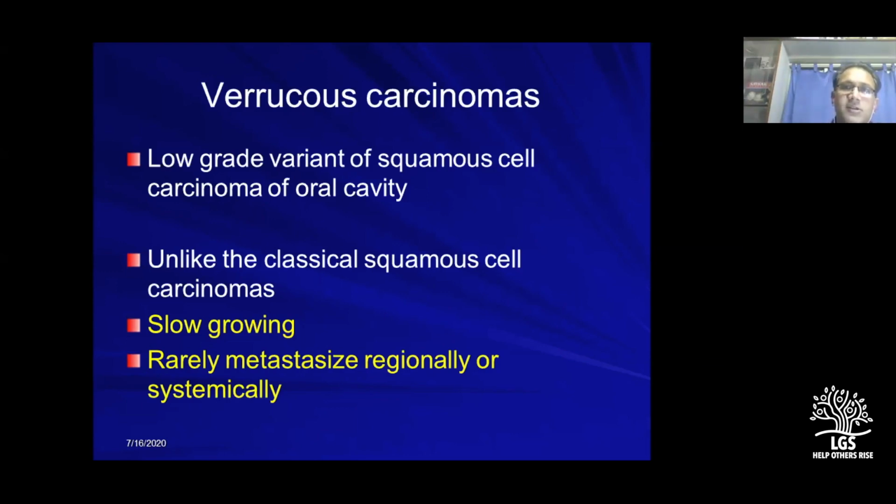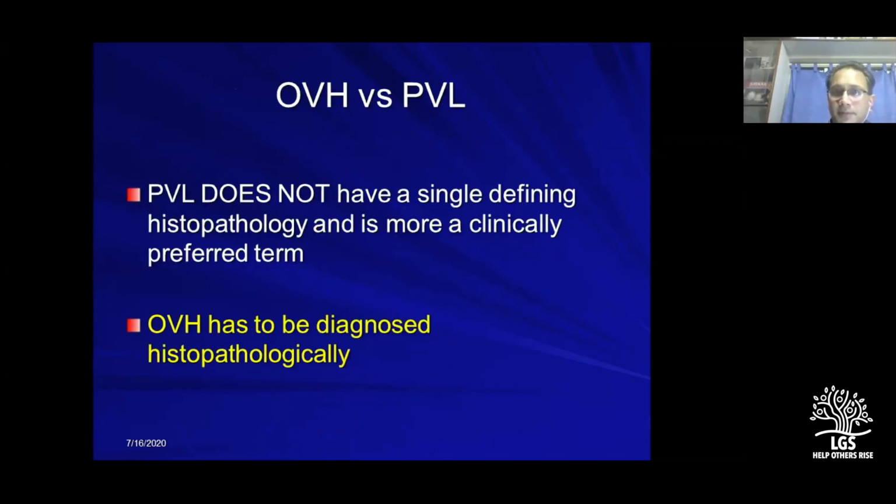So these lesions are characteristic of verrucous carcinomas. Hardly any distant metastasis. Regional metastasis is extremely rare in these patients. So it's very important to understand the spectrum. Although these lesions clinically look very aggressive, locally aggressive, they don't have regional or distant metastasis. So they are good lesions to operate upfront.